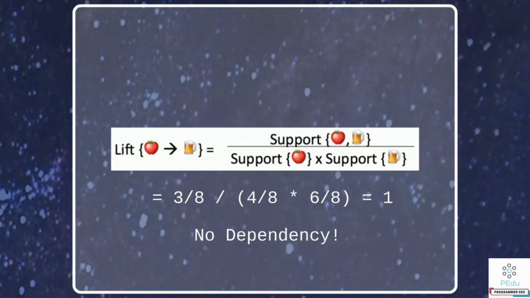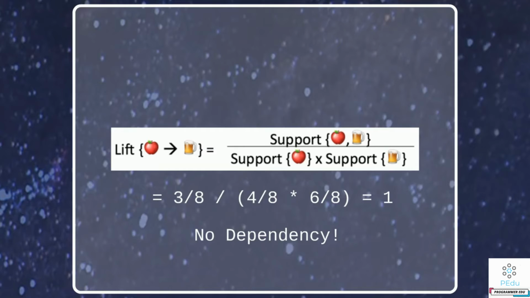So buying apples does not make you more likely to buy beer, and buying beer does not make it more likely for you to buy apples. So unfortunately, no dependency here, but still useful data. And so that's just a quick easy example of an association rule.